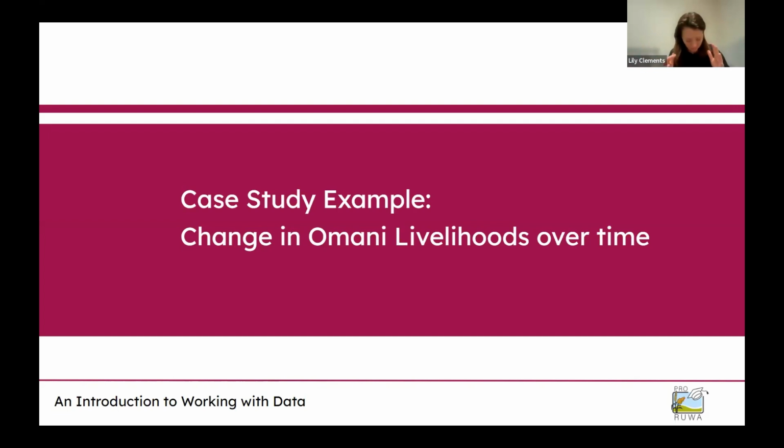To go through this, we're going to do the case study example of a change in Omani livelihoods over time. This was a survey given in 2007 and a follow-up in 2017, 2018, across those two years. As a result, we saw how the farmers in three villages in Oman changed their perceptions and their farming habits over that period. There's a lot more information on that back in topic 1.